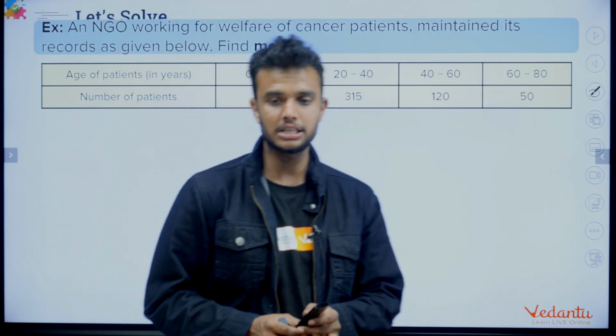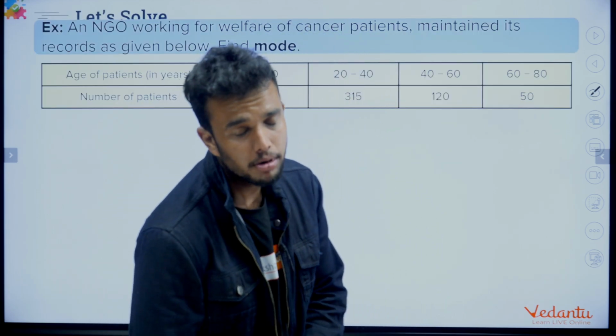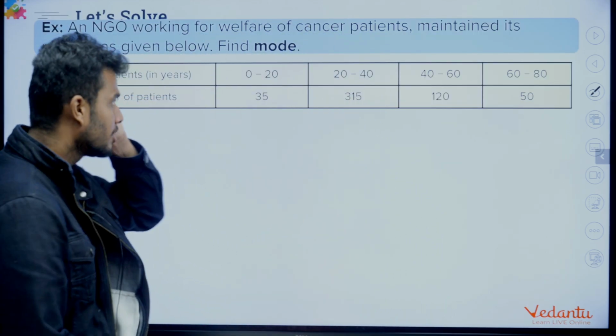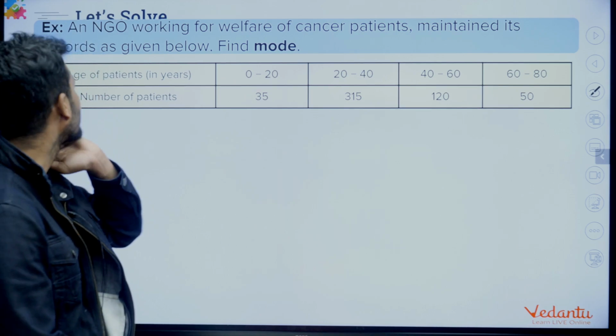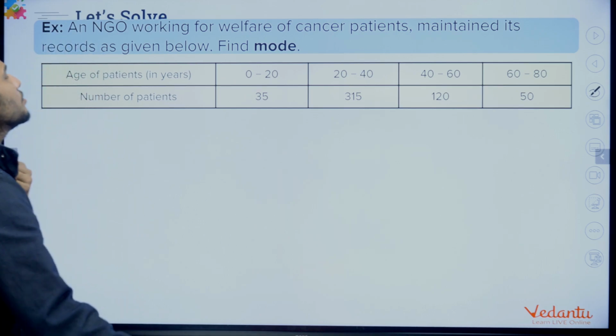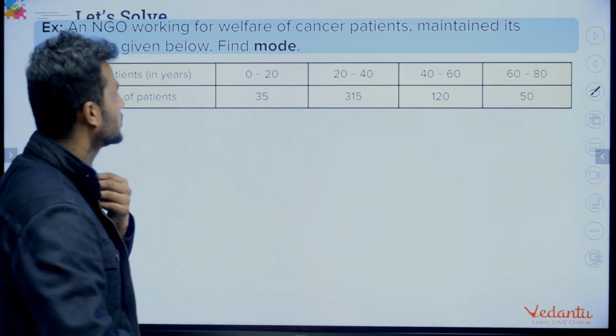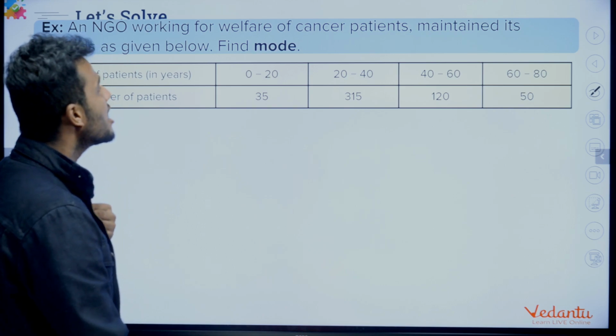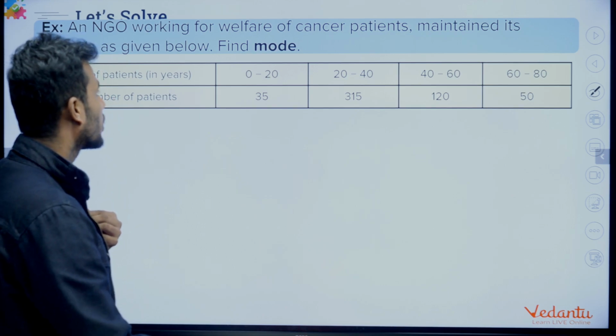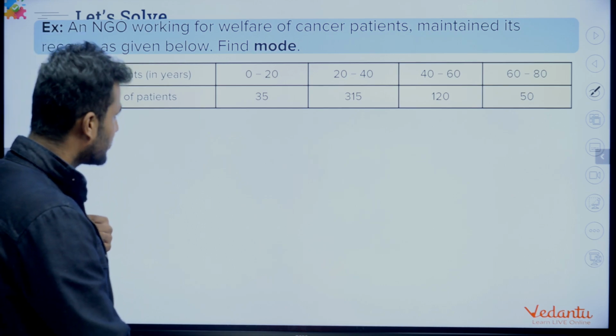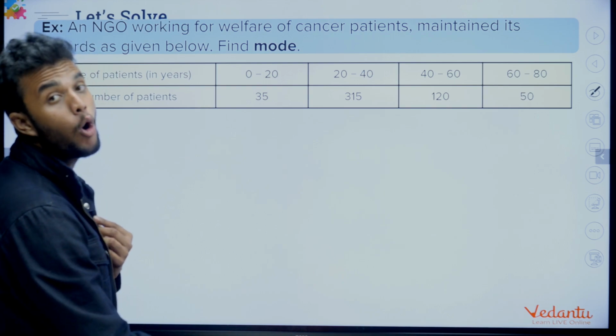Okay, let's solve some problems. If you solve some problems now, you can easily know about the method. Okay, the question is: an NGO, some group, working for the welfare of cancer patients, maintained its record as given below. We need to find the mode.